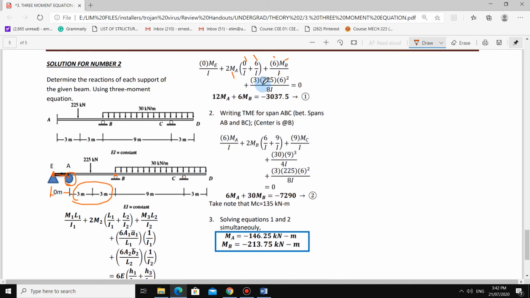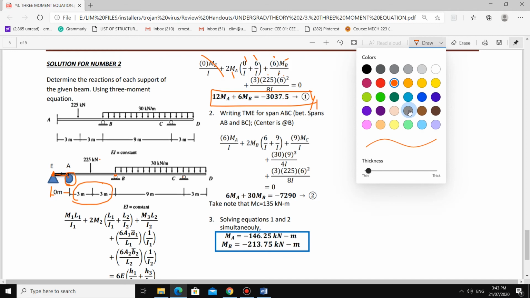So moving on, guys, we have 3 times P at 225, then L is 6, L squared over 8. That is from the formula. Then EI is constant, so we have no problem with I. Again, we have zero support settlements, so simplify. So automatic zero, guys. Then 12 MA plus 6 MB is equal to negative 3,037.5. So this will be our equation 1.